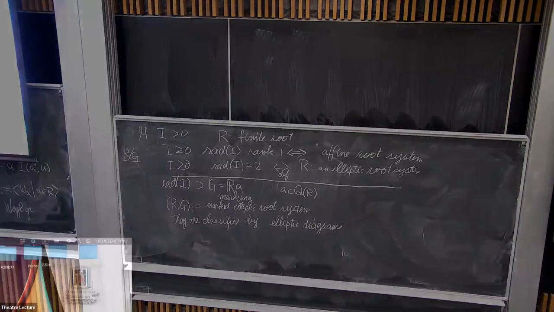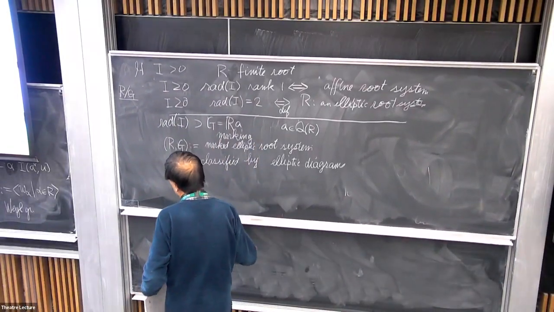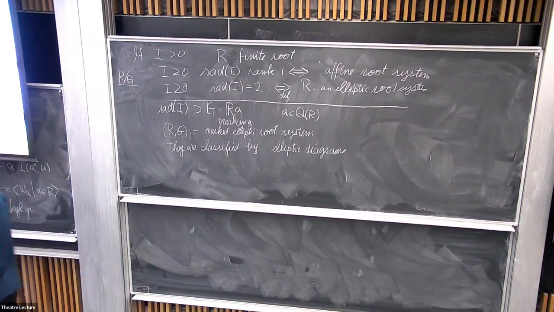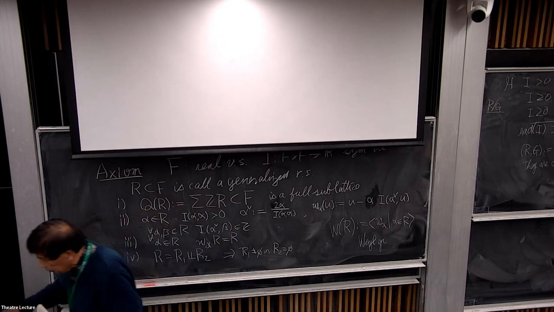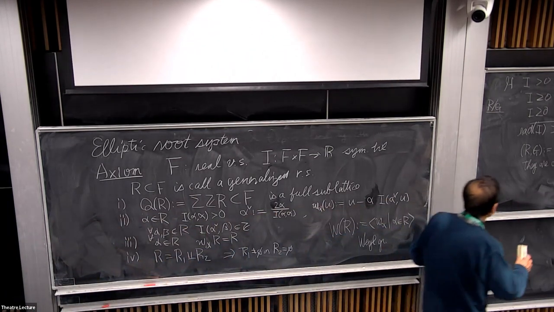Then I'm going to talk about the description of the elliptic period domain and the elliptic Artin group. That means the fundamental group of the regular orbits for the elliptic root system.